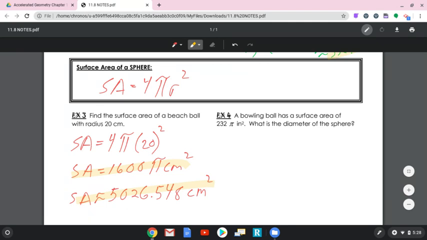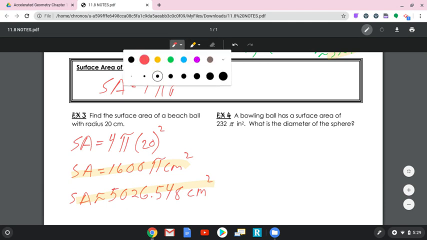Now let's approach example 4. Again, we're just looking at it in a different way. A bowling ball has a surface area of 232 pi inches squared. What is the diameter of the sphere? So in this case, they're giving me the surface area. They're telling me what it is, and I have to find the diameter. Well, the diameter is double our radius. So if we're able to calculate the radius using our surface area formula, we would just double it to find our diameter.